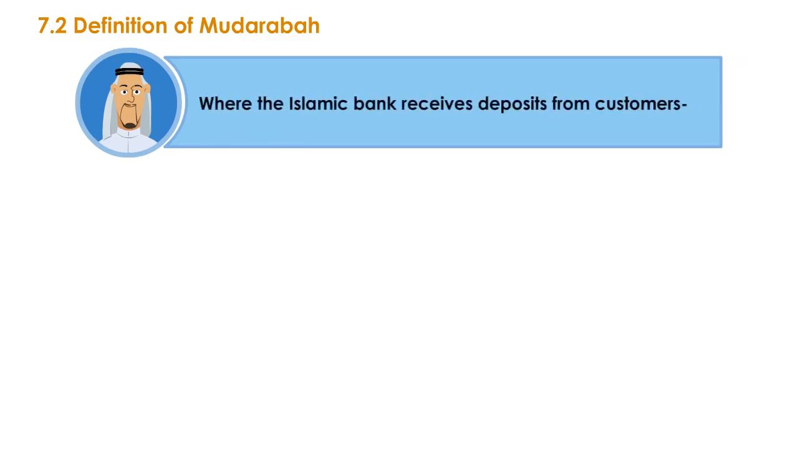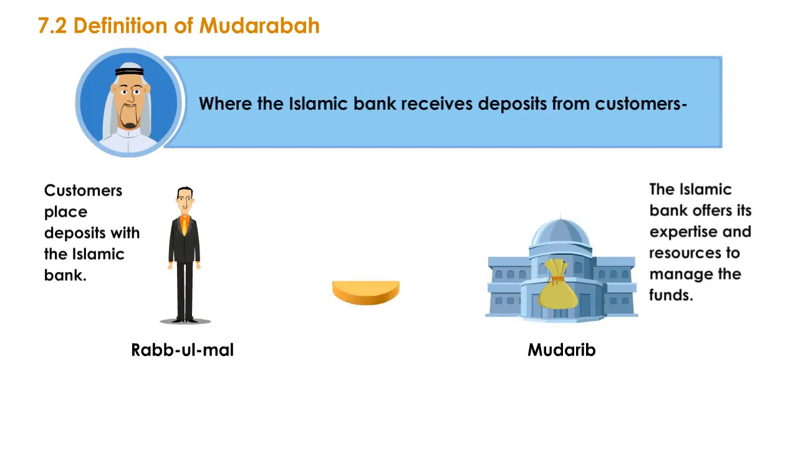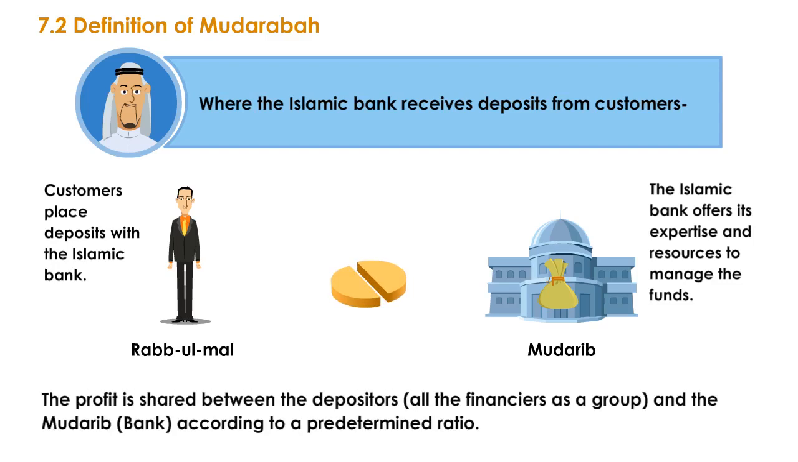Scenario 2, where the Islamic bank receives deposits from customers. Customers place deposits with the Islamic bank. The Islamic bank offers its expertise and resources to manage the funds. The profit is shared between the depositors and the Mudarib according to a predetermined ratio.